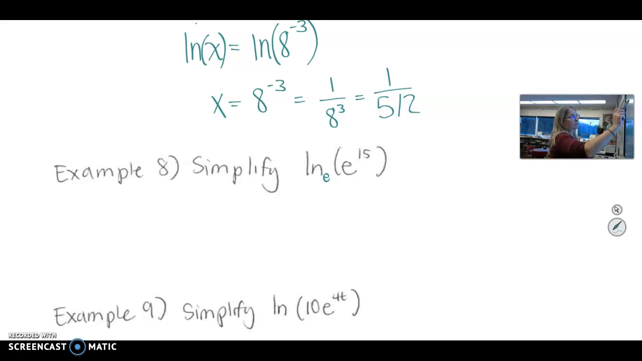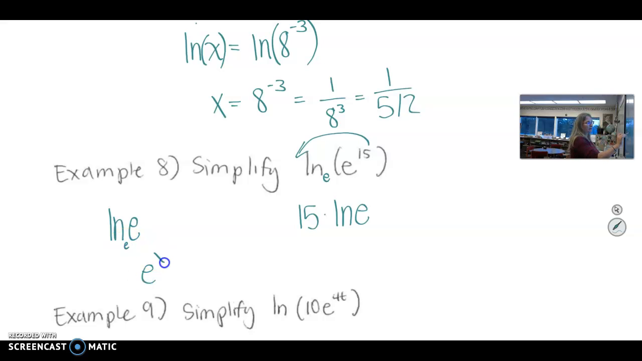So we can use the power rule, power property, and bring the 15 down in front. So we have 15 and then times ln of e, and we've gone through this a couple times. Ln of e is equal to 1. I'm going to go through the reasoning of it again, just so hopefully it's going to stick into your brain. You've got a base of e, so e to what power is equal to e? And that would be e to the first that equals e. So ln of e is 1, so I have 15 times 1, which simplifies to just 15.